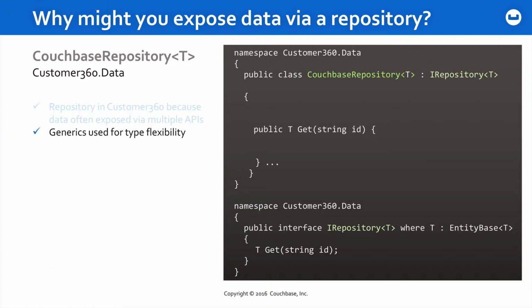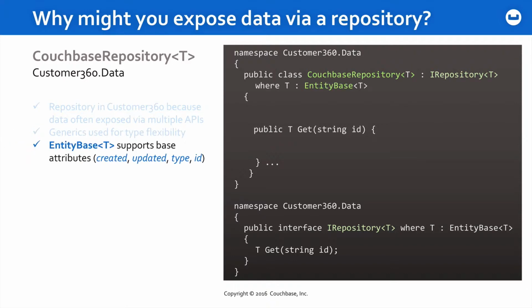Now, we'll also be using generics to ensure type flexibility because, particularly with a flexibly schemed database like Couchbase, the types that you support will evolve over time. Now, as you've already seen, we're going to base all of our data handling around a core entity-based class that exposes common fields like created, update, type, ID, and so on. And then that is typed, and we pass types through our repository as needed.